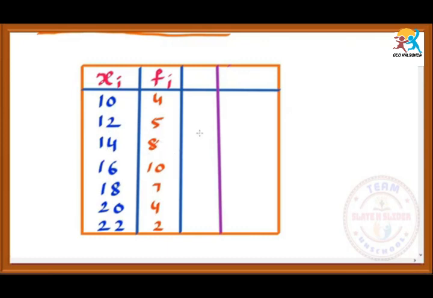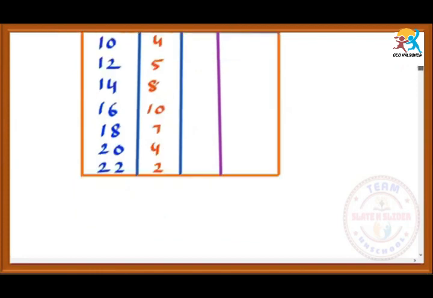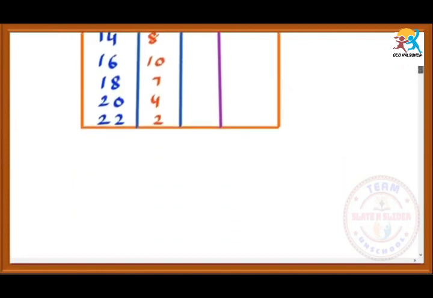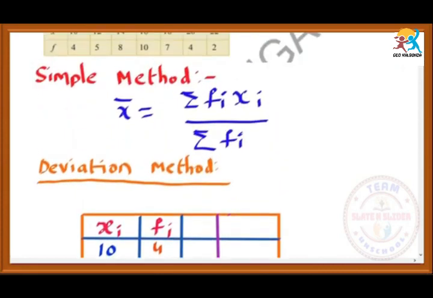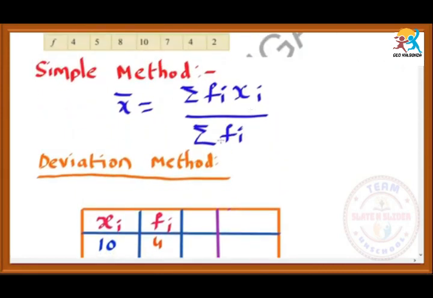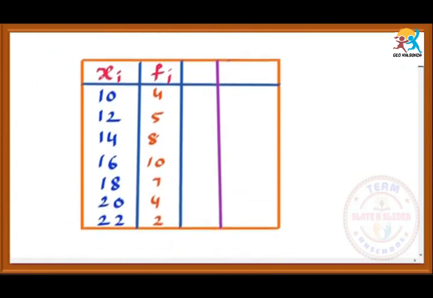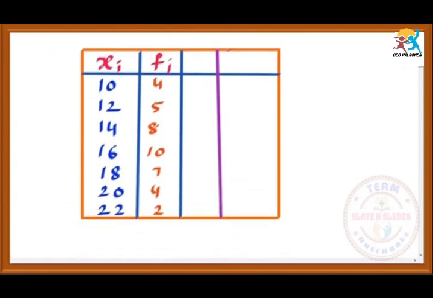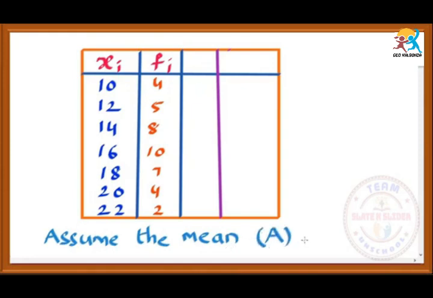So for this method we have to assume the mean. In the beginning itself we have to assume the mean. Actually with the method x bar is equal to sigma fi xi by sigma fi, we can find the mean. But here, before finding the actual mean, we are assuming one mean. So this is the assumption method. So assume the mean. The assumed mean is denoted with capital A, and from the values of x we have to choose one.